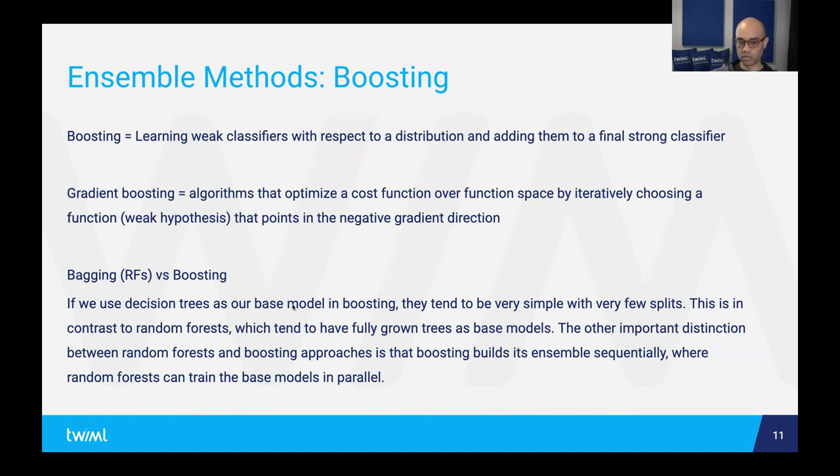So you're incrementally minimizing your loss. You're creating a series of these trees that incrementally reduces your loss, but each of the individual trees is relatively simple. And that's one of the big differences between bagging and boosting: in bagging, you end up with fully grown, fully formed trees that are your base models, whereas when you're doing boosting, you tend to have very simple trees with very small splits, but it's the aggregation of all of them together that gives you the more powerful model.